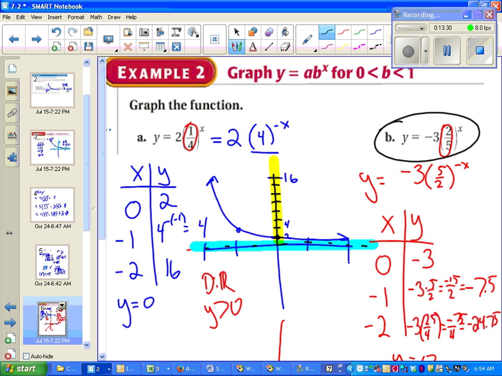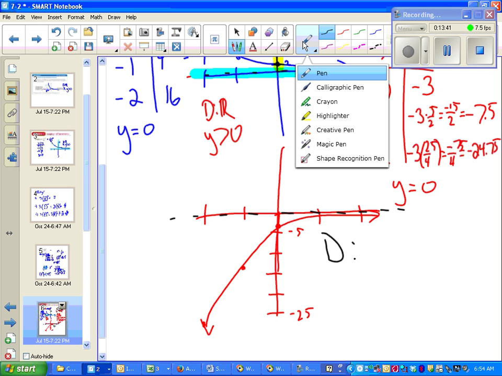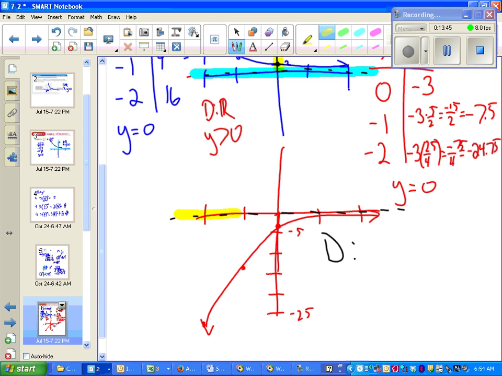All that's left is to identify the domain and range. Once again, and I promise this is going to change probably in the next couple of sections, because we'll be out of this type of graph. For now, the domain is still all real numbers. Range, we're not above the x-axis anymore, we're below. So we don't want y bigger than 0, we want y less than 0.